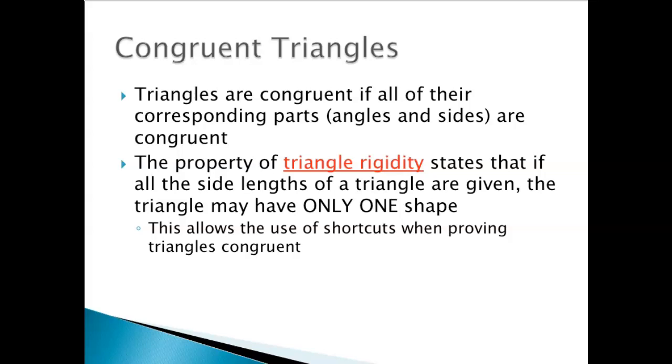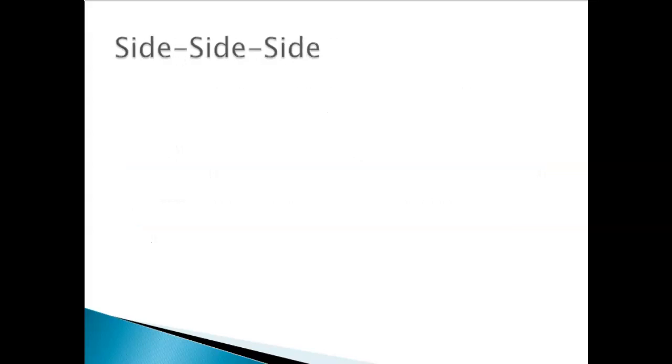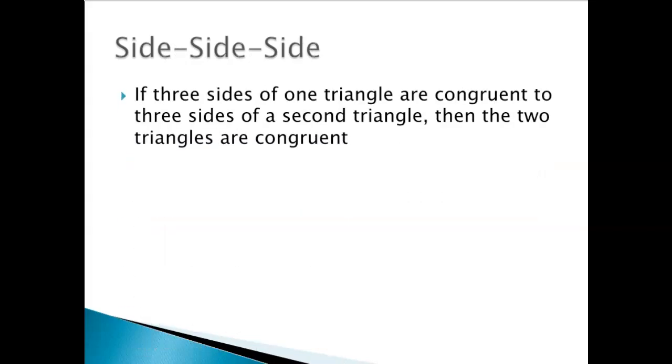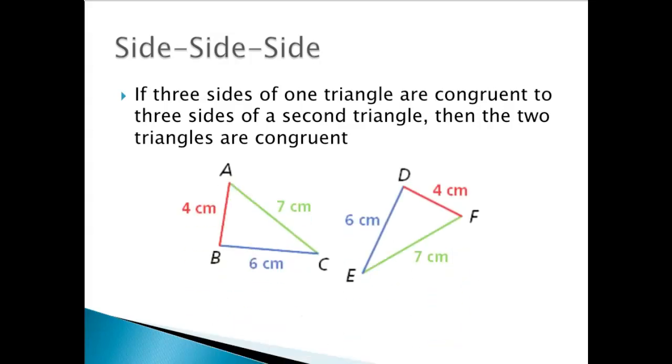So the first is what we call side, side, side. If three sides of one triangle are congruent to three sides of a second triangle, then the two triangles are congruent. Here's a picture of an example, and we would be able to state that triangle ABC is congruent to triangle FDE. You'll notice here that we did not say anything about the angle measures. However, that doesn't mean the angle measures are not equal to one another. It just means that we do not need to know what the actual angle measures are in order to declare that these two triangles are congruent to each other.